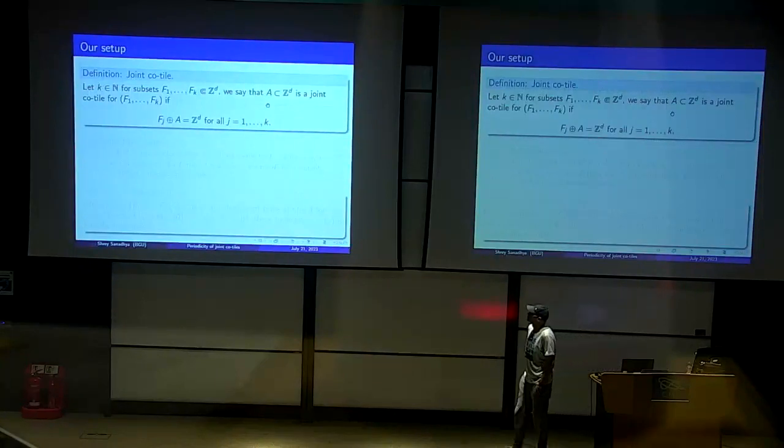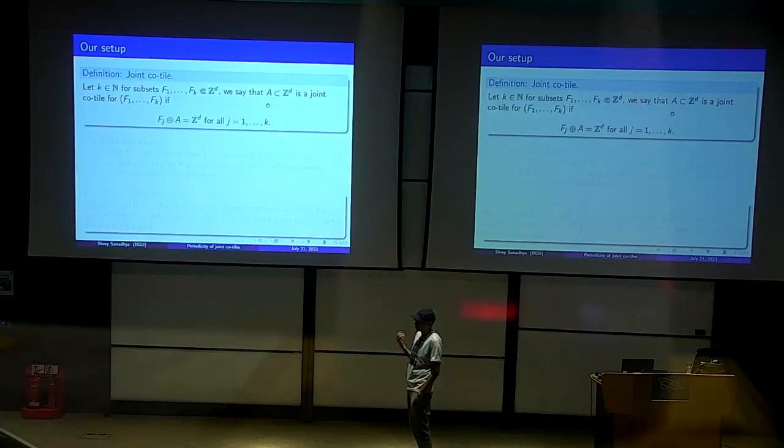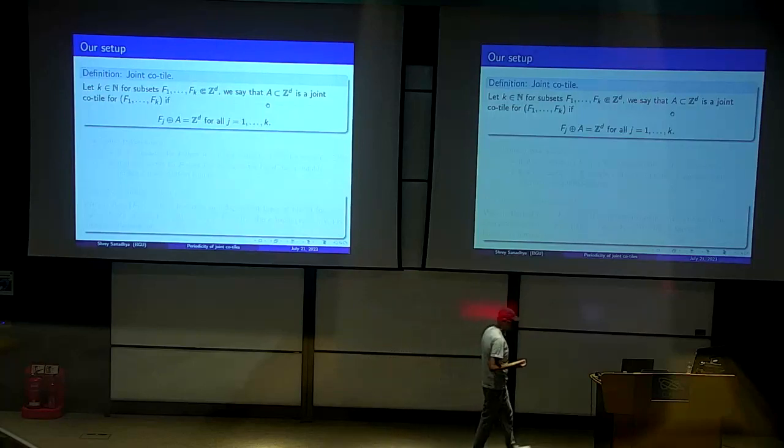To do that, I would have to introduce one more definition, which is that of a joint cotile. So we have these tiles F1 to Fk, they are K tiles. And I say that A is a joint cotile for this tuple if A is a cotile for each of them.